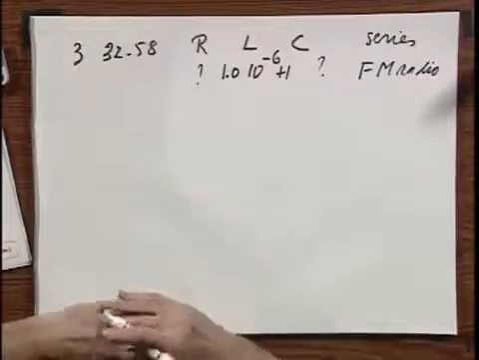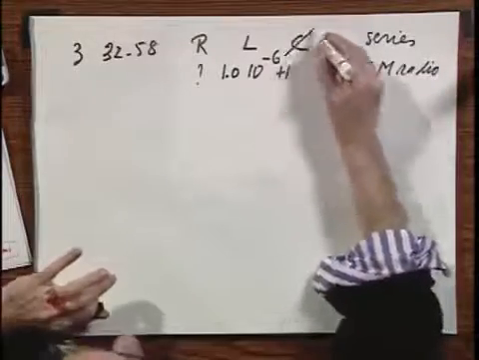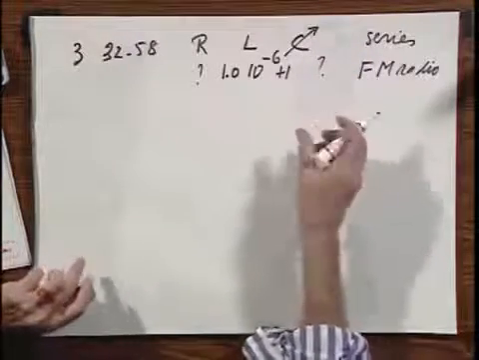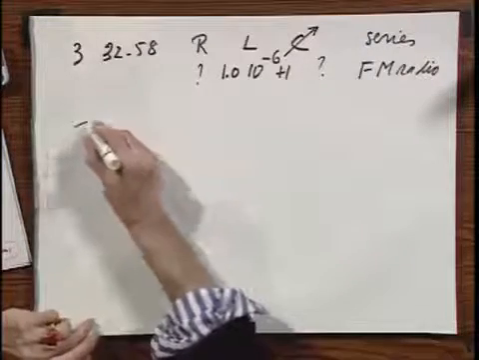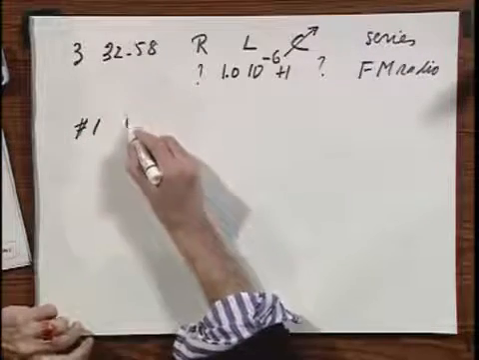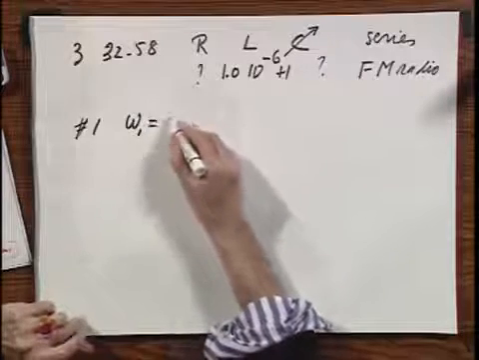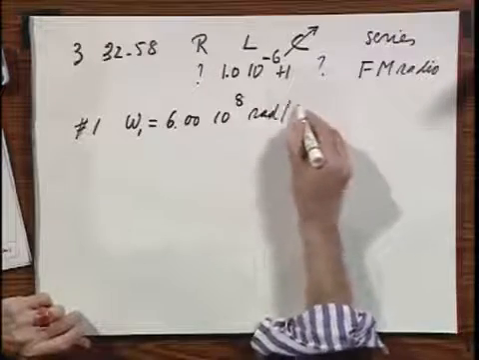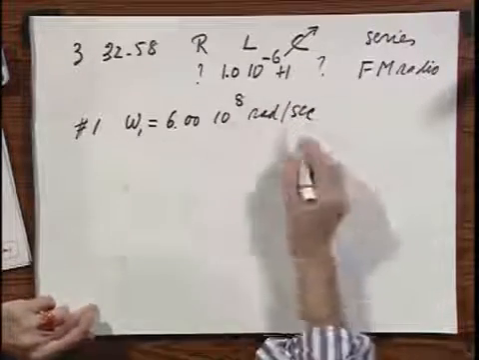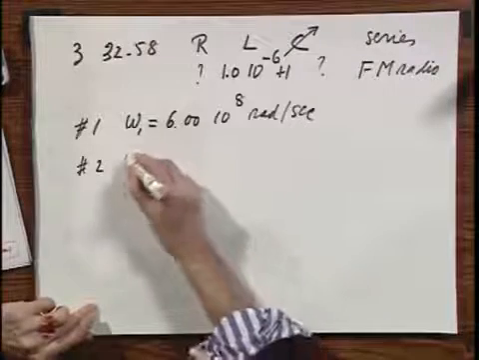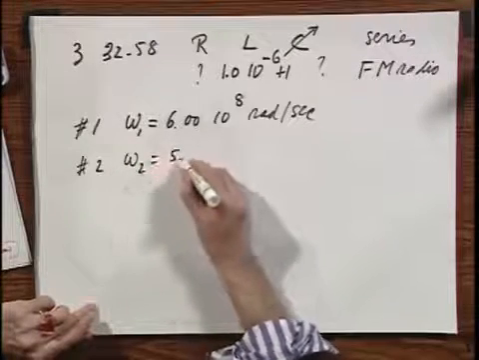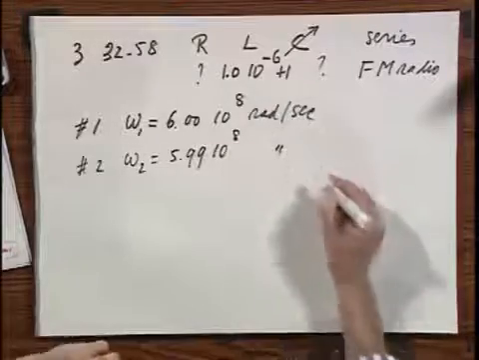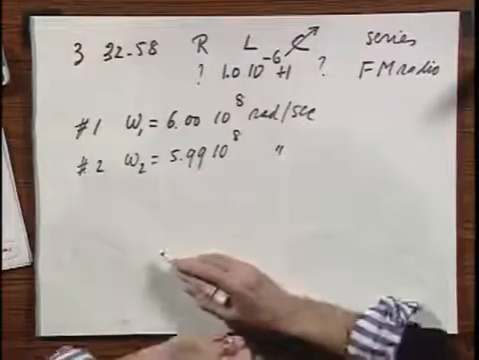And I tune in on a broadcast. I do that by varying the capacitor. This arrow through the C means that the capacitor can be varied. And I have broadcast station number 1, which broadcasts at an angular frequency of 6.00 times 10 to the 8 radians per second. And I tune dead on to this one. But there is an annoying nearby station which radiates at a frequency almost the same as this one, but I don't want to hear this one.